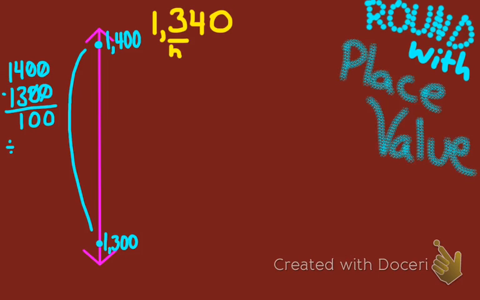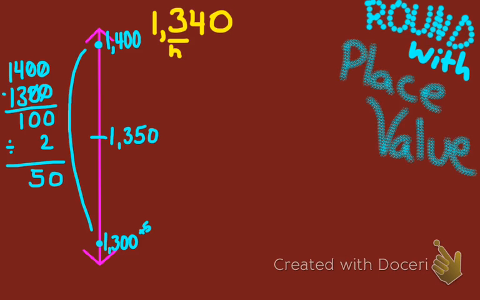The next step is to divide that into two pieces. If we cut that in half, it's 50. So we add that 50 to our bottom number, and that gives us our midpoint: 1,350. It's important that we have a midpoint because that helps us determine where to place the number that we're rounding on our number line.